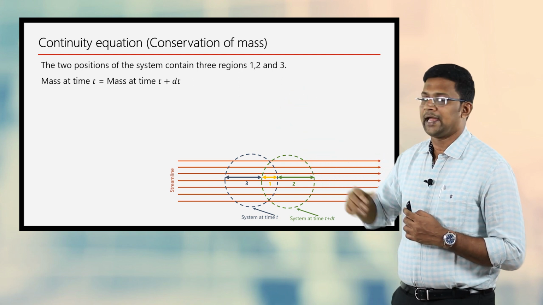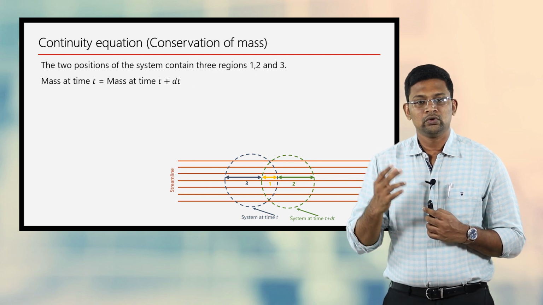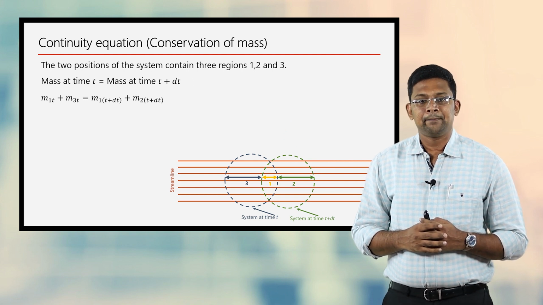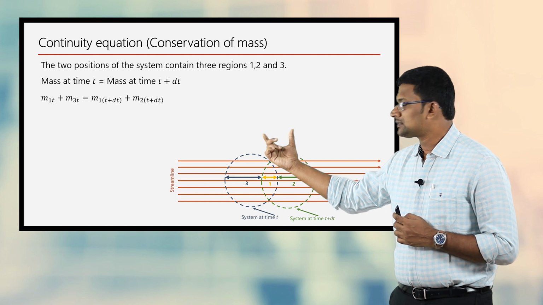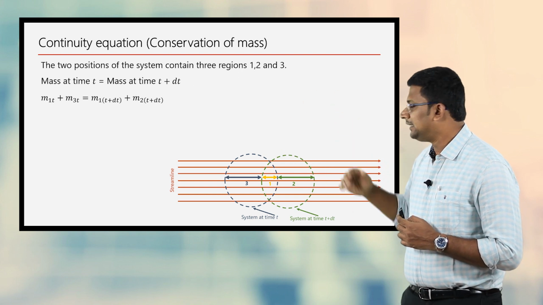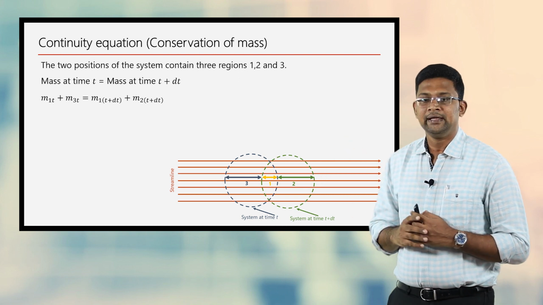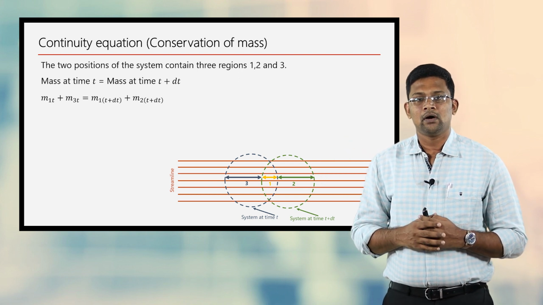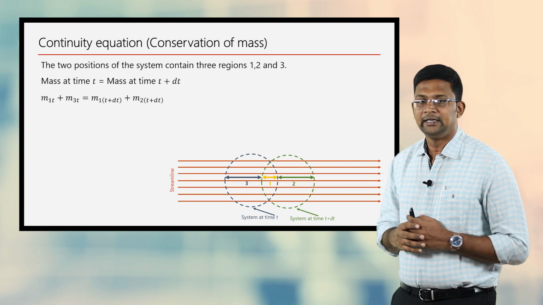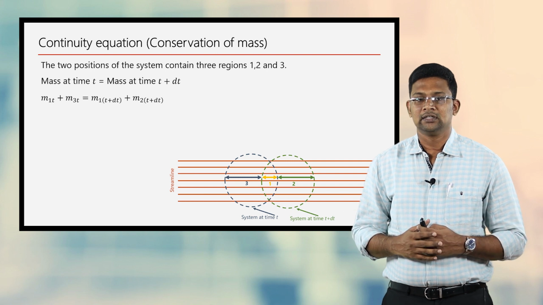So, what is the mass at time t? At time t, which is represented by the blue circle, we have got 2 different regions, region 3 and region 1. So, m3 of t plus m1 of t, that is the mass at time t, will be equal to the mass at time t plus dt. Now, what is the mass at time t plus dt? That is represented by the green circle. So, this is equal to m1 of t plus dt plus m2 of t plus dt. So, mass at time t and mass at time t plus dt are both the same.